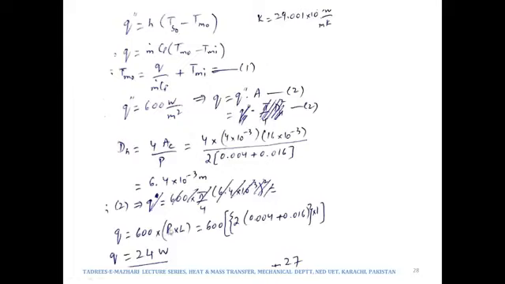So the perimeter of a rectangular cross section would be the sum of the four sides that make up its cross section. We are given that it is 4 millimeter by 16 millimeter. So it would be 4 millimeter plus 16 millimeter plus 4 millimeter plus 16 millimeter times the length of the duct, which is 1. So we get the Q as 24 watts.